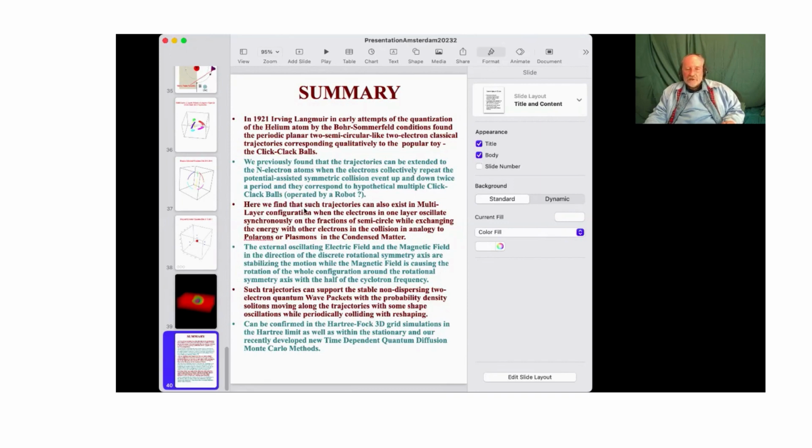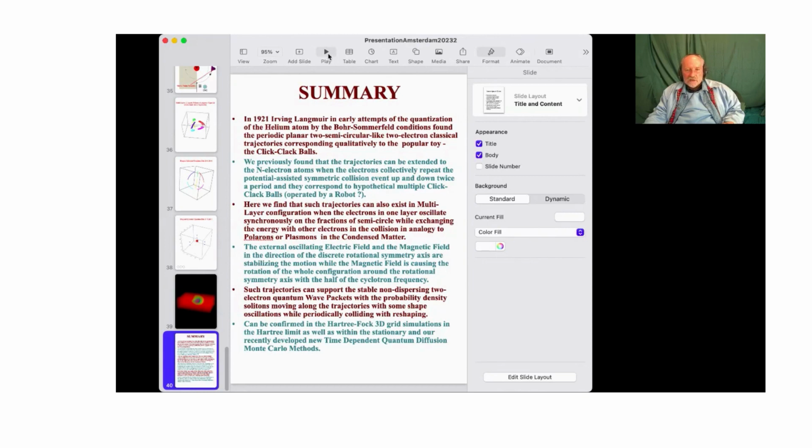But here we find that such trajectories can also exist in multi-layer configurations, and the electrons in one layer oscillate synchronously on fractions of the semicircles while exchanging energy with other electrons in the collision, analogous to polarons or plasmons in condensed matter. The external oscillating electric field and the magnetic field in the direction of the disk rotational symmetry axis are stabilizing the motion, while the magnetic field is causing the rotation of the whole configuration around the rotational symmetry axis with half of the cyclotron frequency.